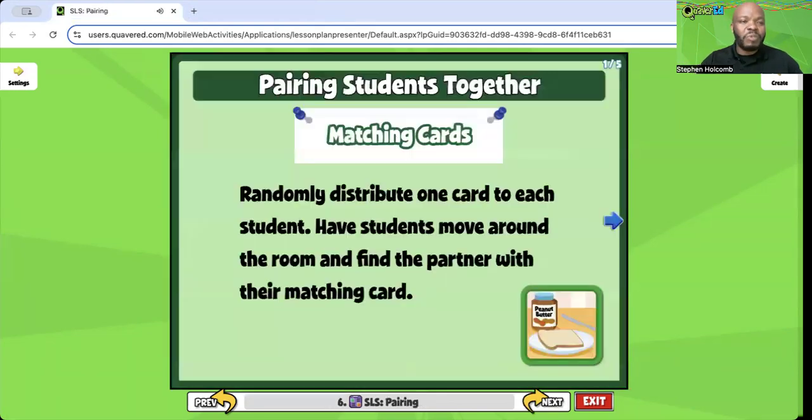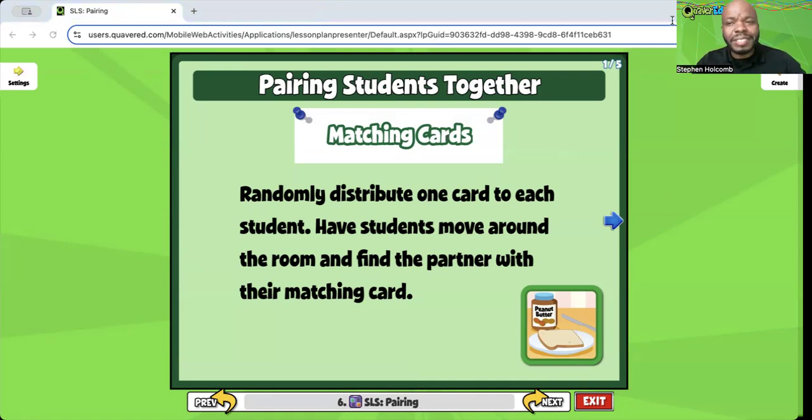And now we're going to move forward to pairing students together. Now, there are a variety of ways you can pair students together instead of just having them turn to a partner that's near them or their desk partner. Instead, let's look at ways that we can do this in a fun and also engaging way.